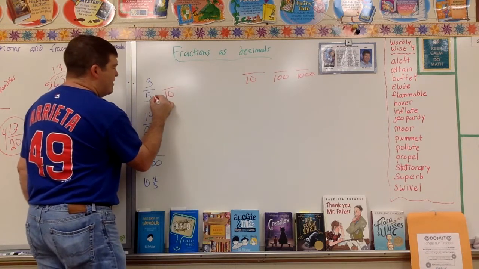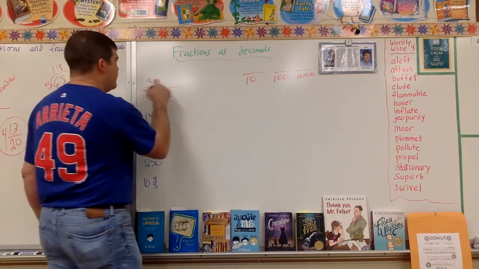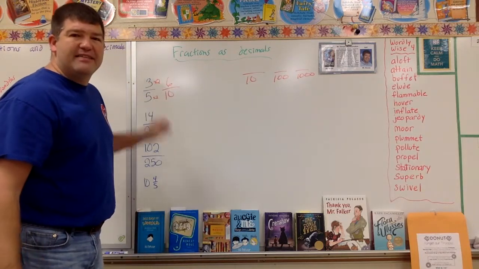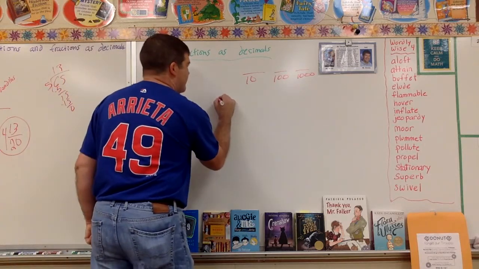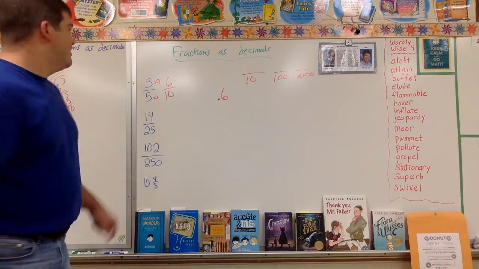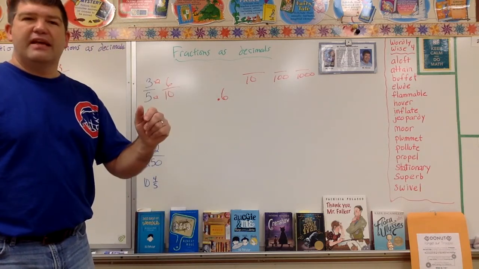Okay? So, I know 5, I can get to a 10. And the way I did that is times 2. I have to do the same to the top and bottom. 3 times 2 is 6. So 3/5 is the same as 6/10. And 6/10, just saying it, I know is 0.6. So I converted this to a decimal just like that.